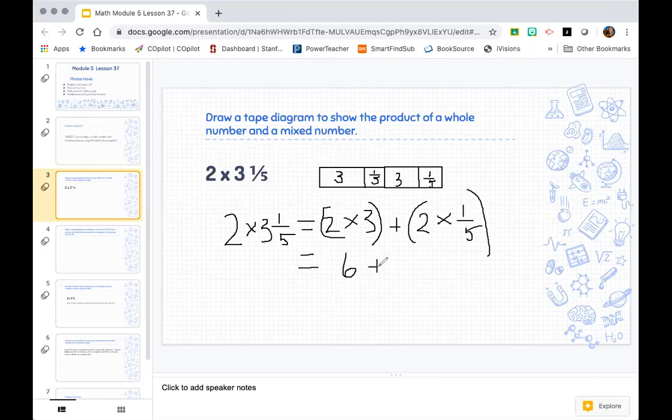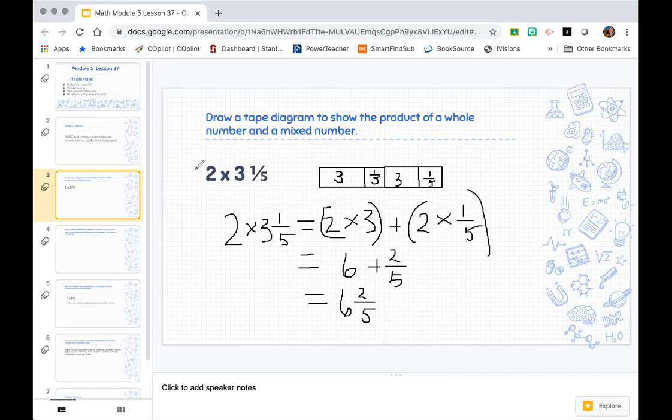And now plus, what's 2 times 1/5? Well, if you guys remember from yesterday, we don't multiply 2 times the denominator, we only multiply it times the numerator. So 2 times 1/5 is 2/5. So it's 6 plus 2/5. So our final answer is 6 and 2/5. Got it?